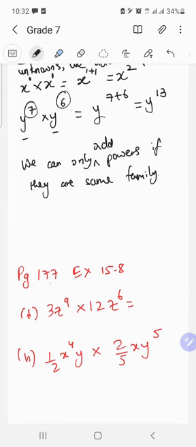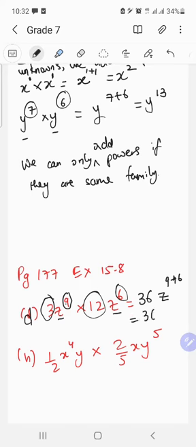Let's say we have page 177, exercise 15.8, part D first. I'm going to start with part D. So here we have 3z9 times 12z6. What I'm going to do is multiply the numbers first. 3 times 12 is 36. And then what I'm left with is z. So z will become only 1z. And because they're the same family of z, we can add the power. So it will be z power 9 plus 6, which will give you 36 z power 15.